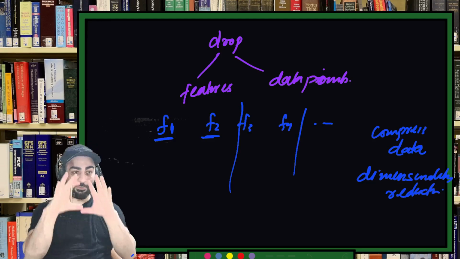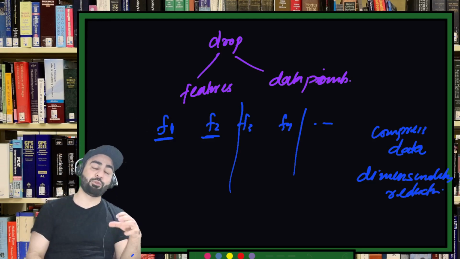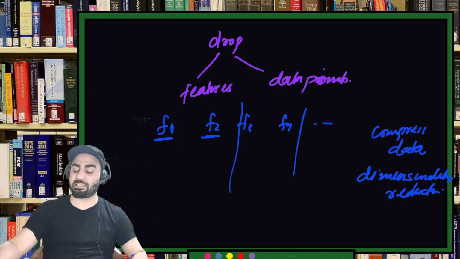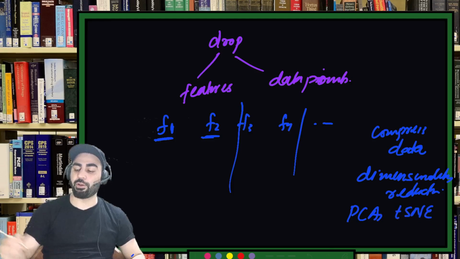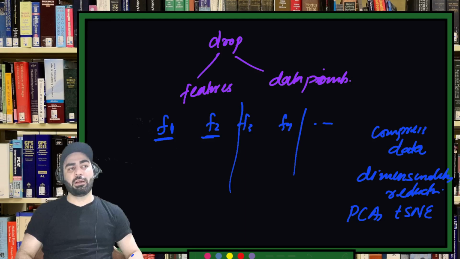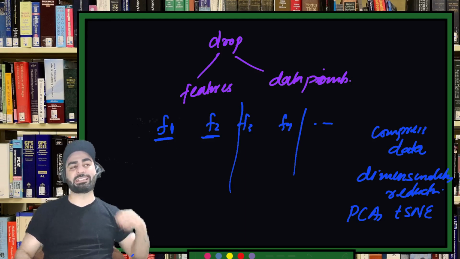I'm telling you this we are doing right now manually, but we have algorithms to do that. We have algorithms to do dimension reduction. Let's suppose we have algorithms called PCA or t-SNE. These are the algorithms by which you do automatic dimensional reduction. So what is dimensional reduction?